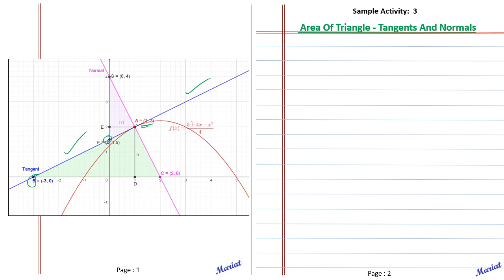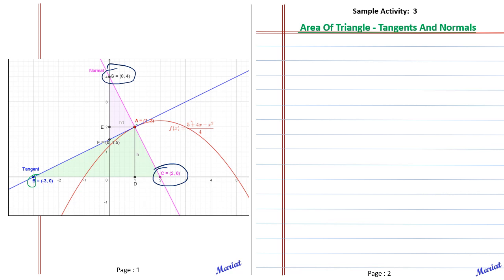Then you make the normal also. The purple one is the normal. Normal is the line drawn perpendicular to the tangent at the point of intersection. So draw the tangent as well as the normal. Then the normal is intersecting the y-axis at this point, and the x-axis at this point.